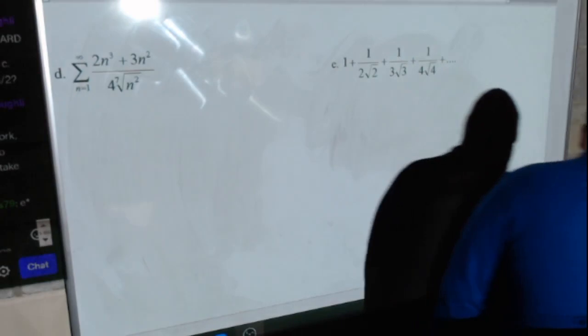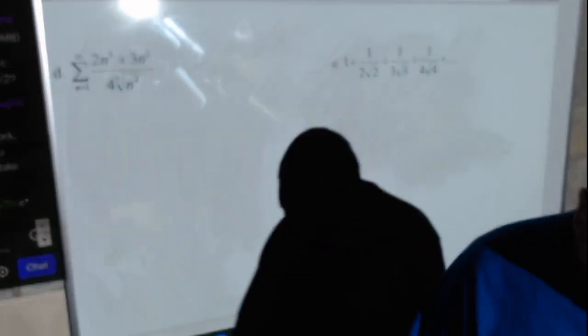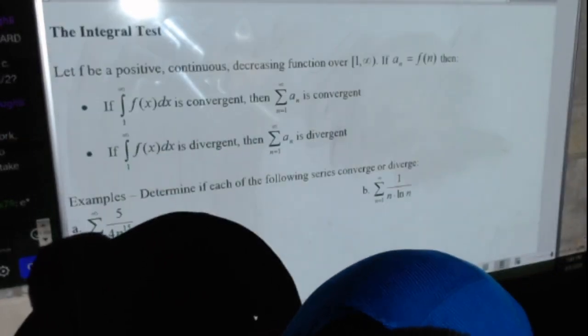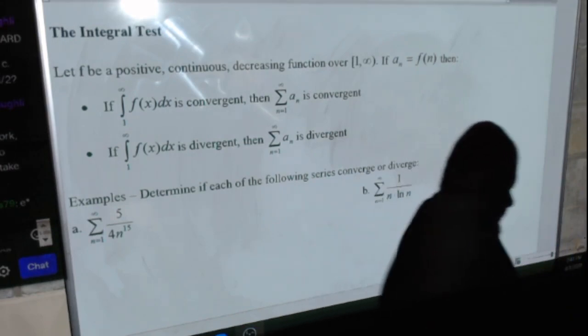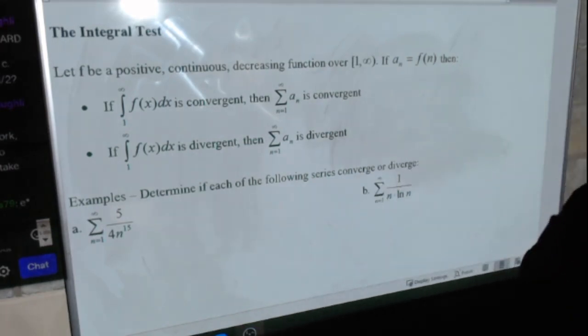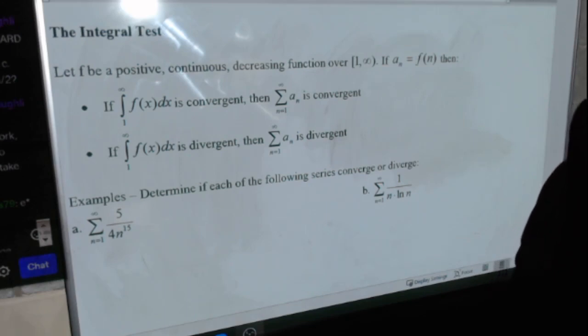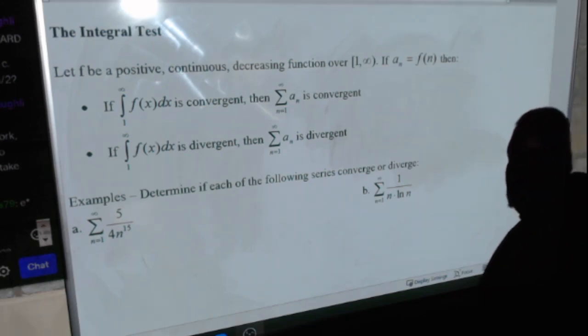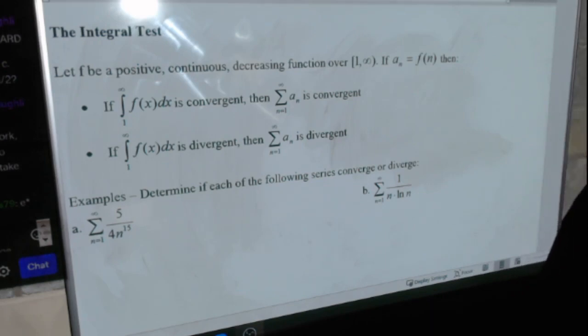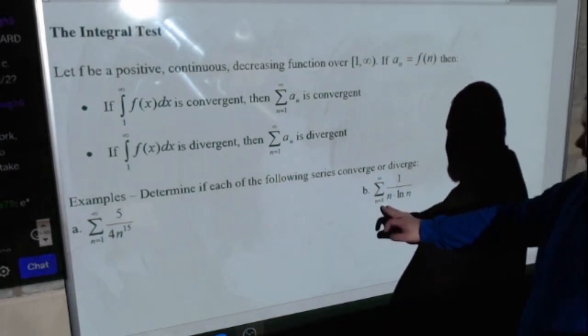All right. The next test is the only one that I feel is completely pertinent to Calc 2 because it's called the integral test, and we actually have to do integration. So this states that our function f has to be positive, continuous, and decreasing over the interval 1 to infinity, or there are some cases where we might not start at 1, we might start at 3 or 5 or something.